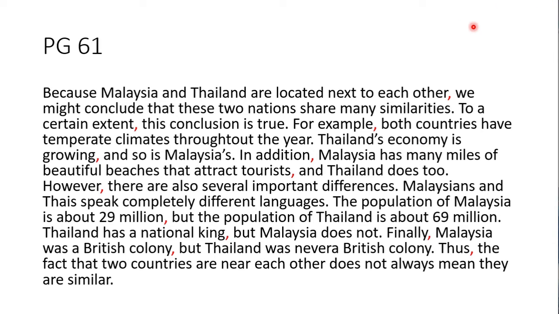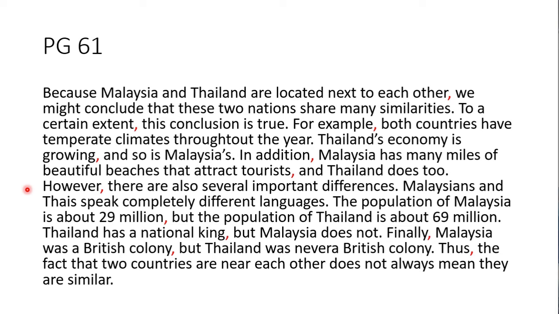Next sentence, in addition, Malaysia has many miles of beautiful beaches that attract tourists, and Thailand does too. This has two commas, one after in addition, which is an introductory phrase, and one between the two complete sentences, Malaysia has many miles of beautiful beaches that attract tourists, and the sentence, Thailand does too. So this is an introductory phrase and a fanboys comma.